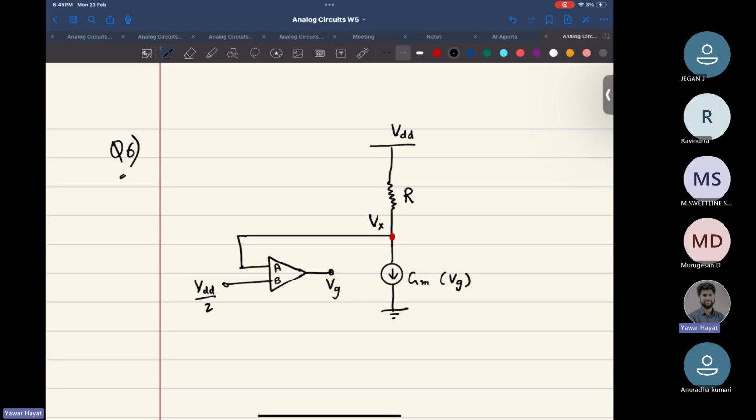Looks operationally fine. Suppose that I want you to have a negative feedback in the system. So what should be the signs of A and B, obviously of the op-amp?